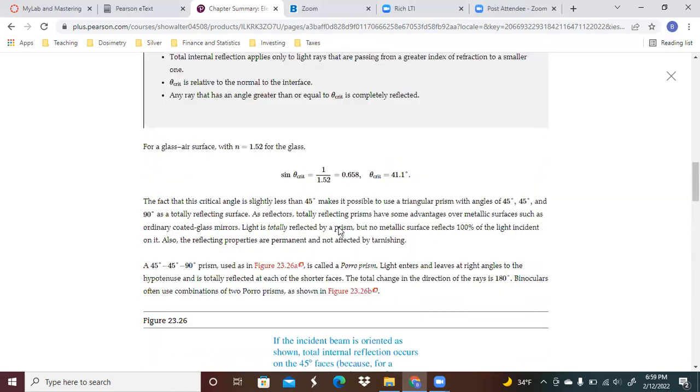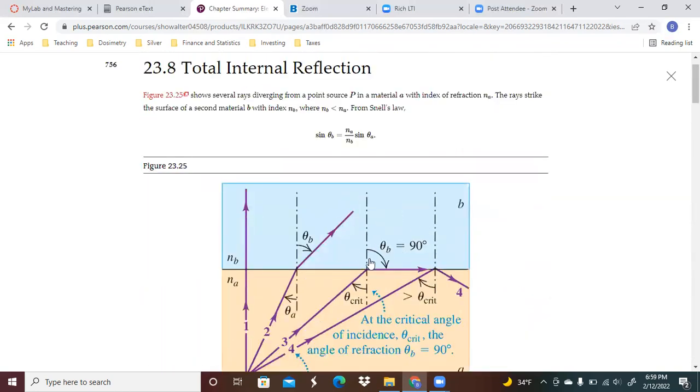So you've got several different applications there of that. That is something to remember for this particular situation from Snell's law.